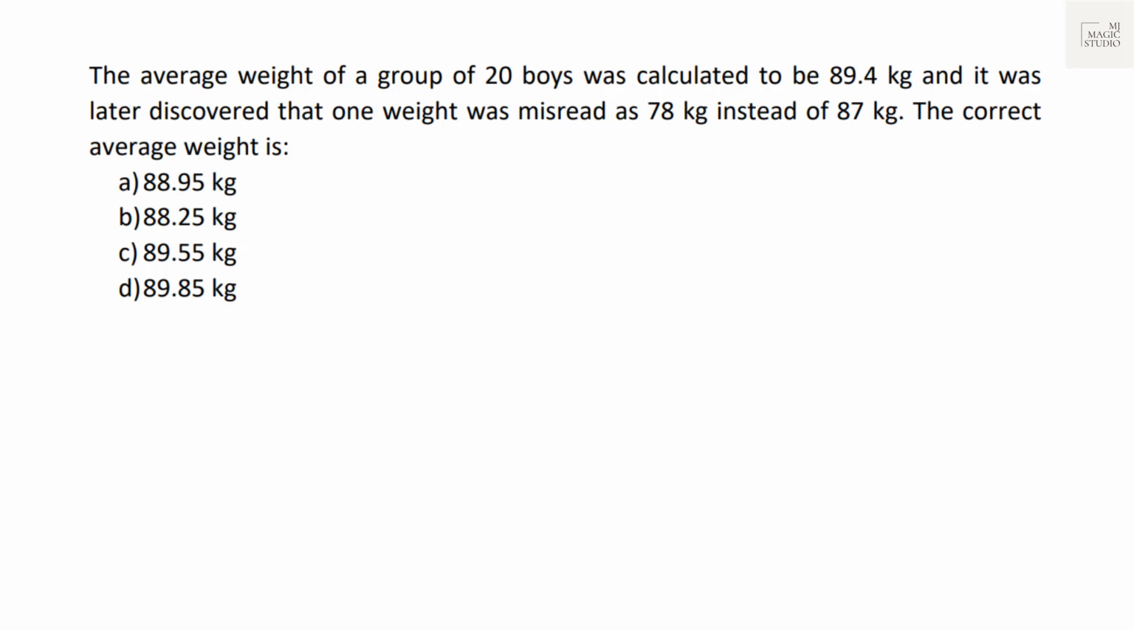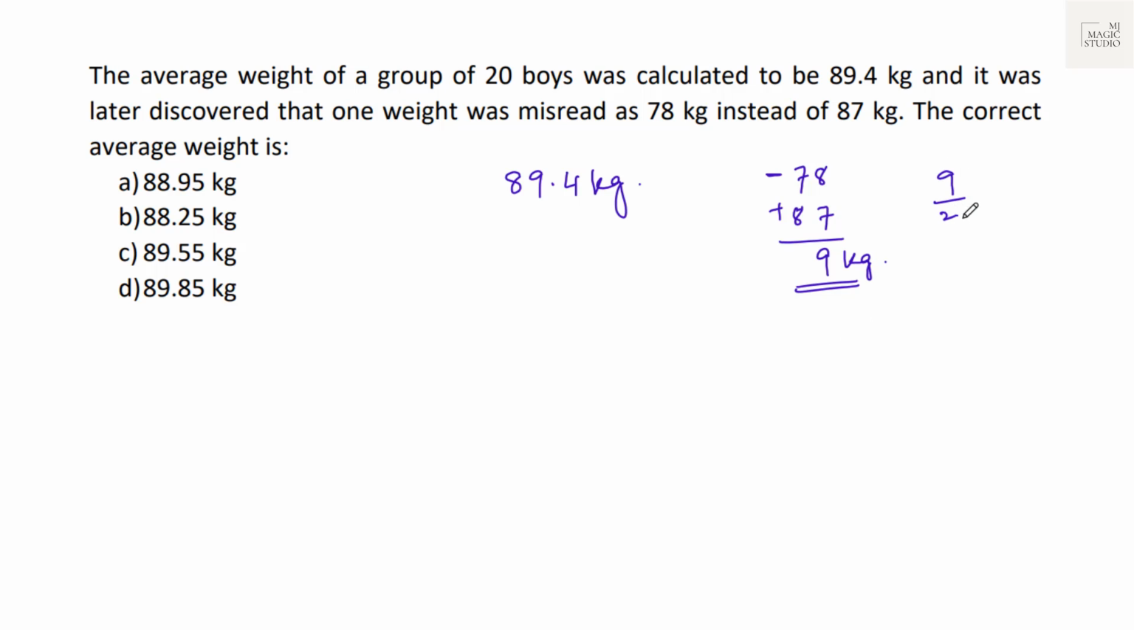Let's first finish this. The average weight of a group of 20 boys was calculated to be 89.4 kg. Okay, and it was later discovered that one weight was misread at 78 instead of 87. So actually 78 total should go out and 87 as a total should come in. That means 9 kgs effect should come in the average.